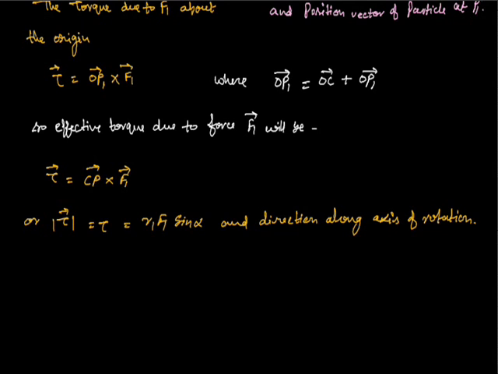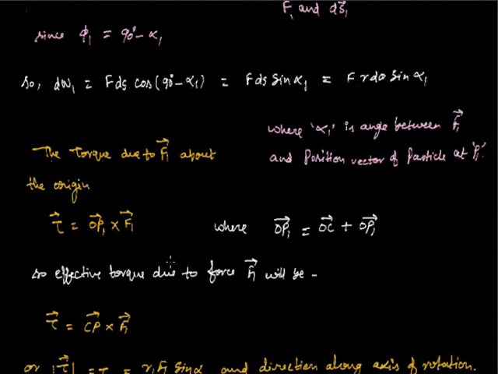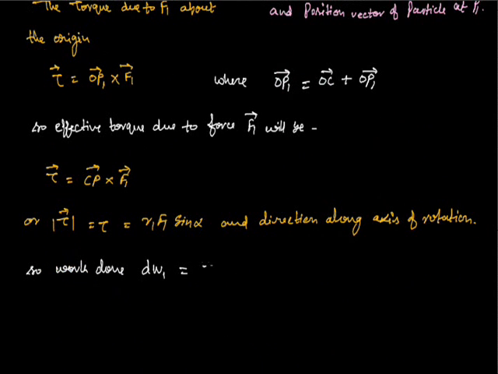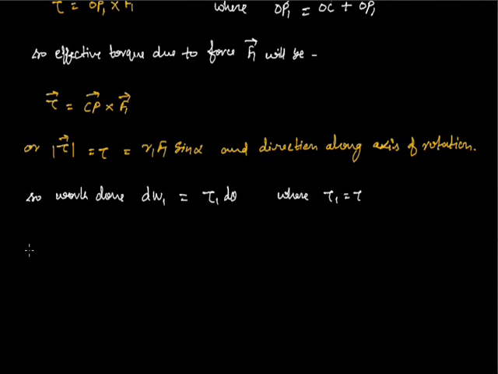So the work done will be equal to tau 1 d theta, where tau 1 is the torque. Similarly, if there are more than one forces acting on the body, all the work done due to different torques will be added.